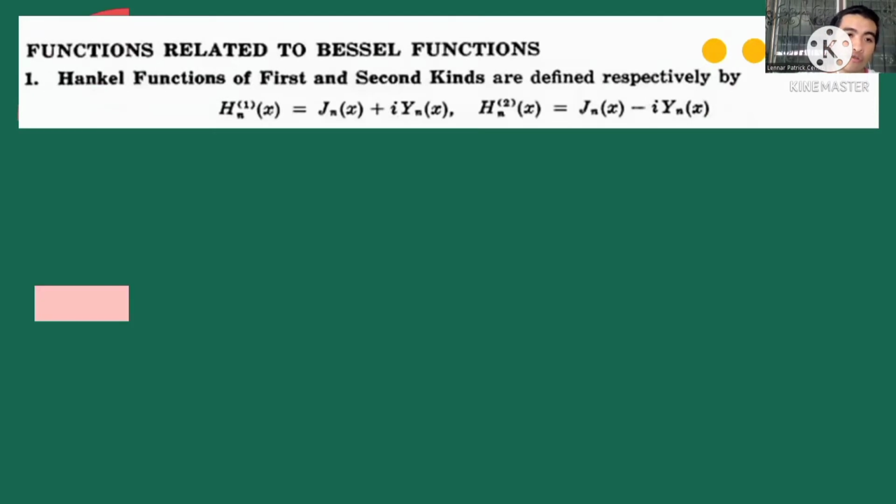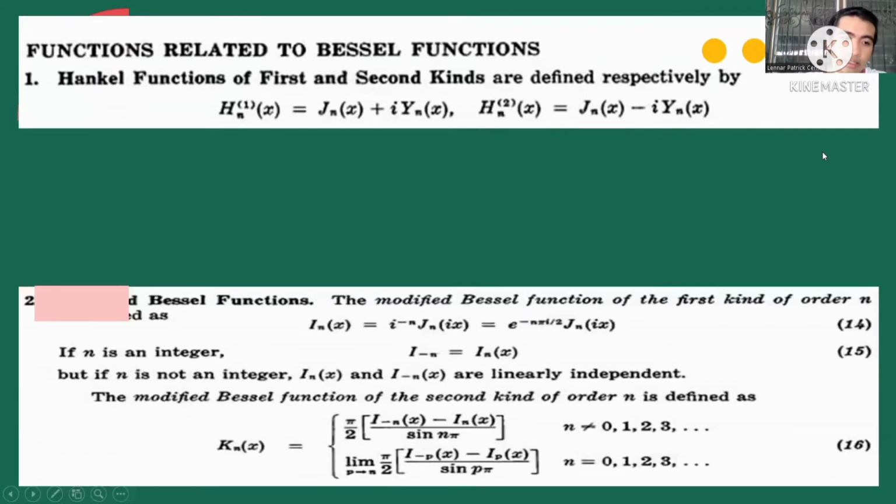And next, the functions related to the Bessel function. So number 1, the Hankel functions of the first and second kinds are defined respectively by h sub n superscript 1 of x is equal to j sub n of x plus i y sub n of x, and h sub n superscript 2 of x is equal to j sub n of x minus i y sub n of x.